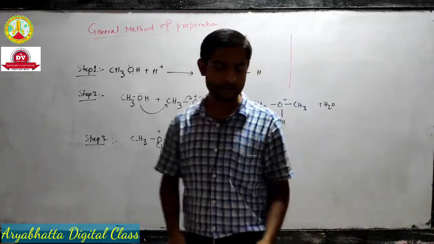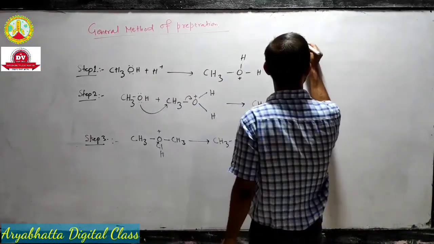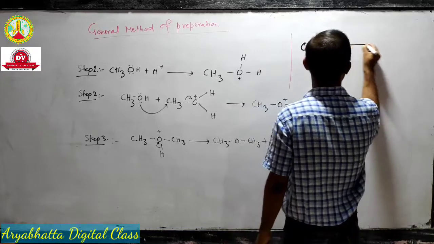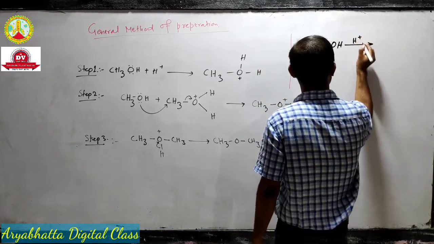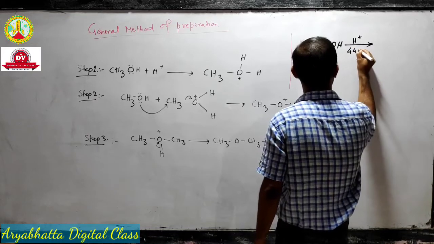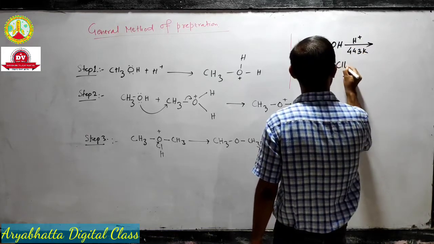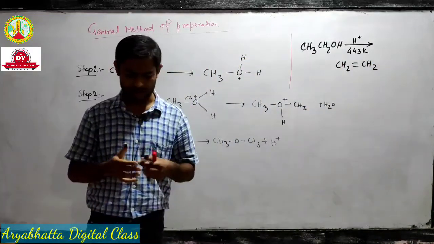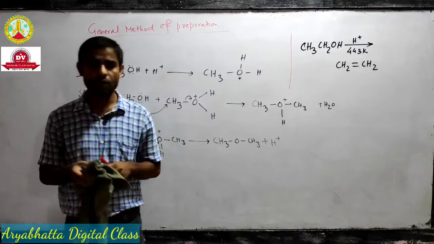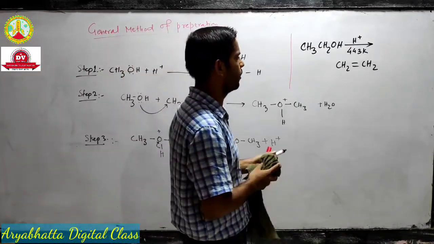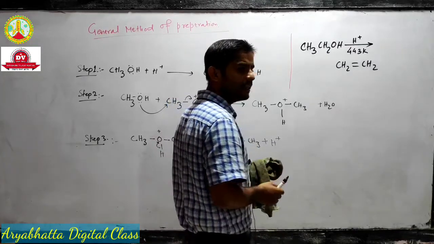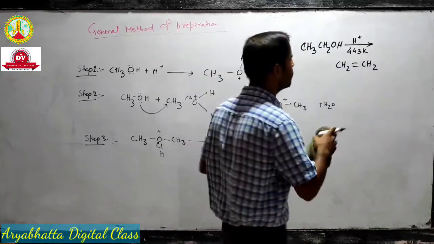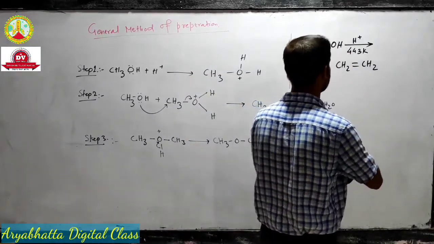So let's see. We discussed a reaction like this: if an alcohol is heated in the presence of acid, at 443 Kelvin, we get an alkene. We named it dehydration of alcohol. Now you have seen this reaction, we just change the reaction condition.